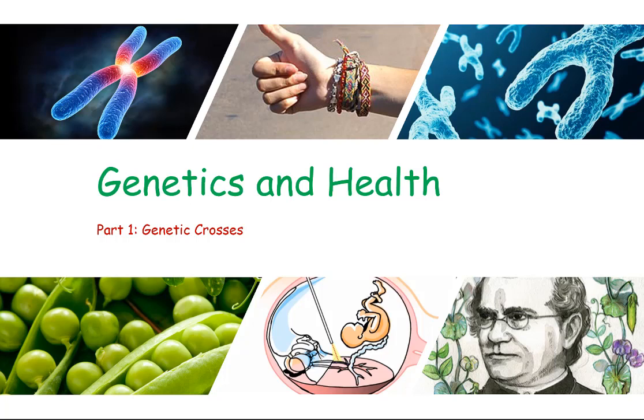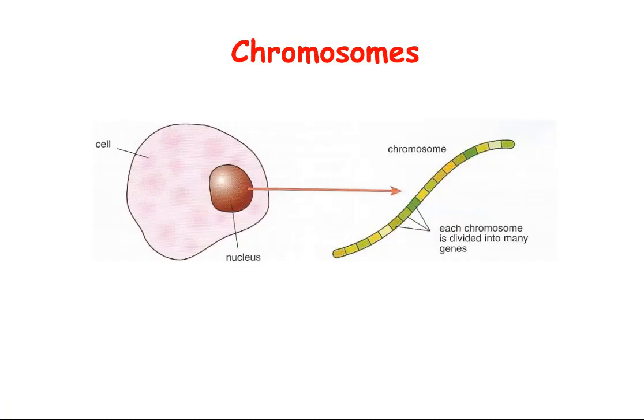Hello, so in this video we're going to look at genetics and health, and the first little part is all about genetic crosses. So we've got some things that we're going to look at in this topic. We've got chromosomes up here, we've got a picture of somebody's thumb because there's a little question about how they've actually got a thumb which points forward or points backwards. We've got some more chromosomes, we've got P's because of this guy, Gregory Mendel. And we've also got this, which is the amniocentesis test, which is all part of genetic screening, which we'll look at later.